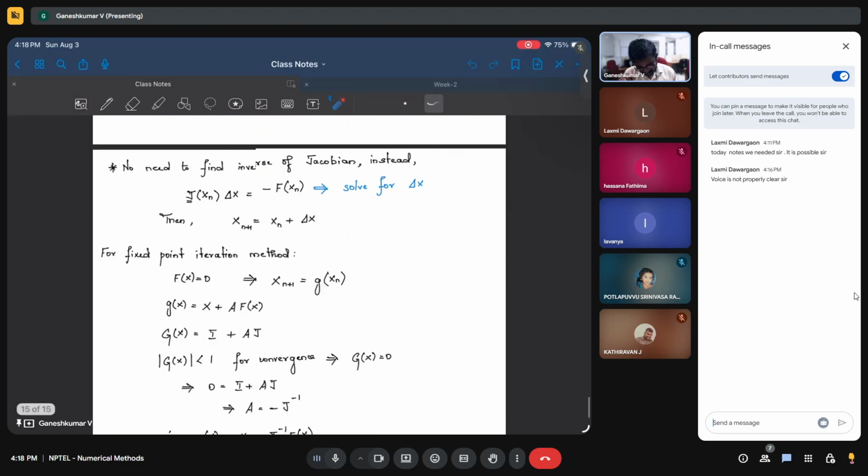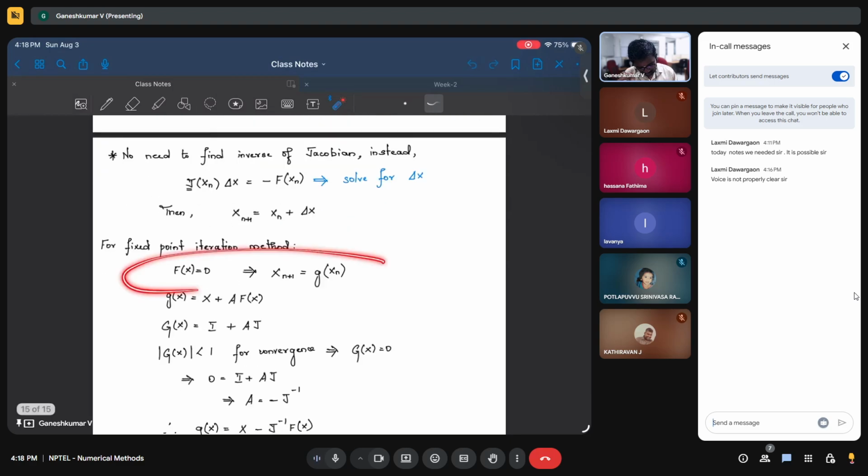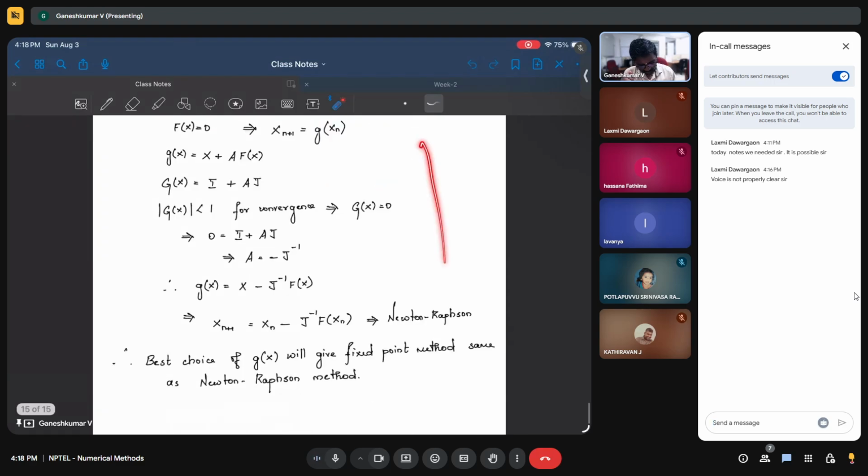Now what is also shown is that the Newton-Raphson method is nothing but a special case of fixed point iteration. If you use the best possible choice of g, that would give you better results, and you will converge your fixed point iteration method to the Newton-Raphson method, and this is the derivation for it. If you are interested, please take a look at the lectures. I hope you guys have already done it. Okay, so this is what we studied.